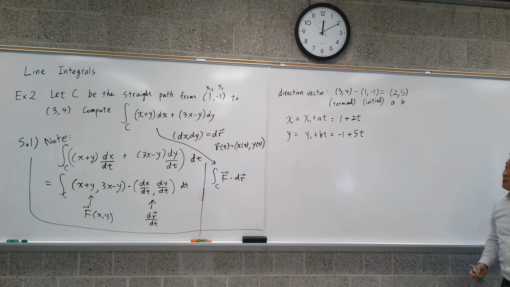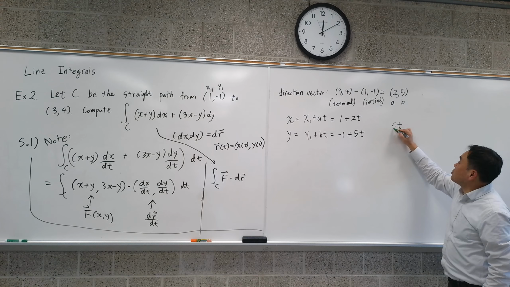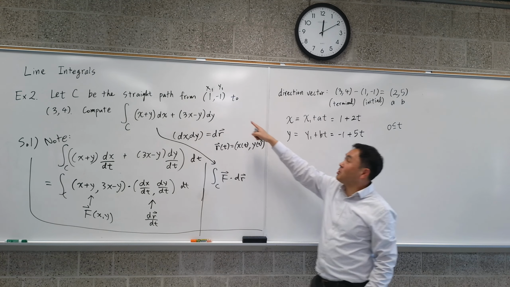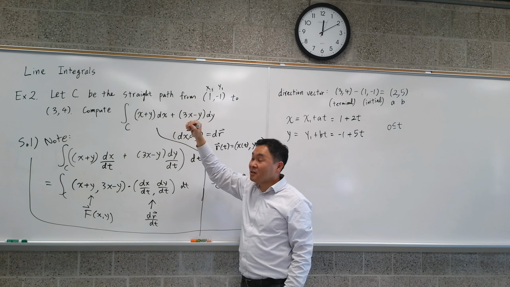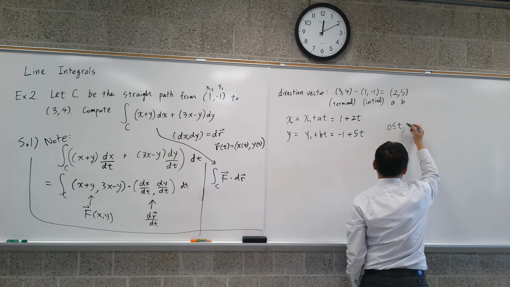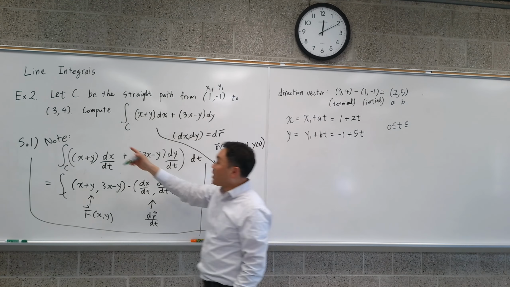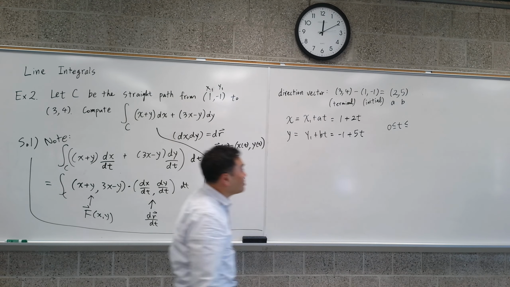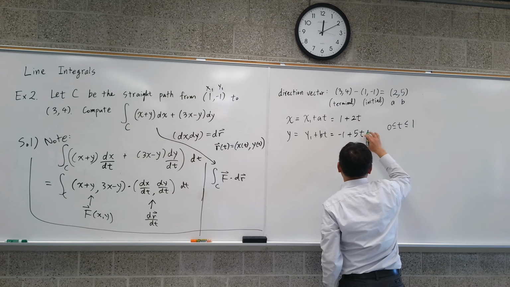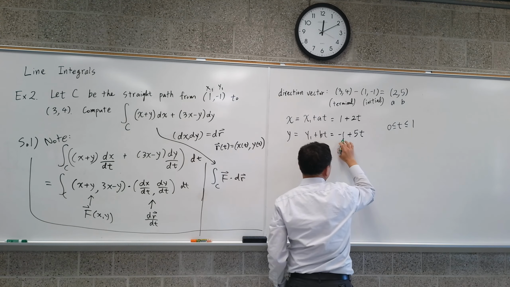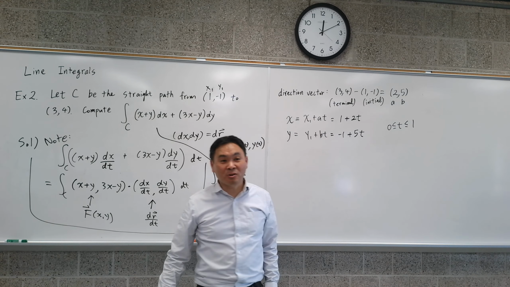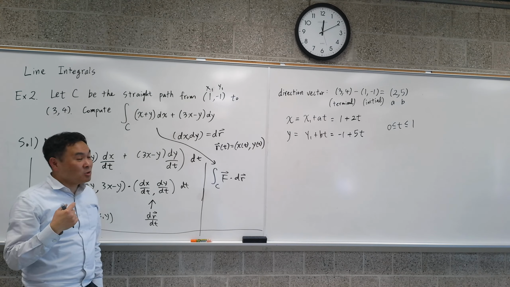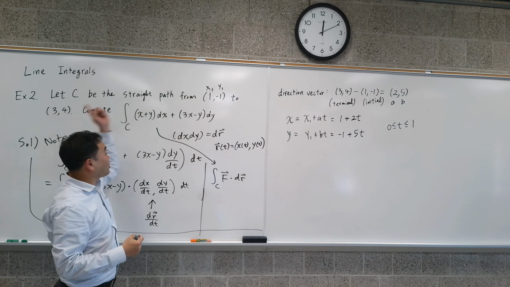And indeed, when t is 0, if we plug in 0, what do we get? 1 comma negative 1, right? This place. And then for what value of t would you arrive at 3 comma 4? 1, right? When t is 1, 1 plus 2 gives you 3, negative 1 plus 5 gives you 4. So you indeed arrive at 3 comma 4. So if t moves between 0 and 1, we get a straight path between these 2 points.